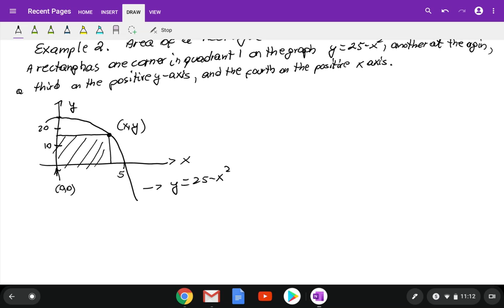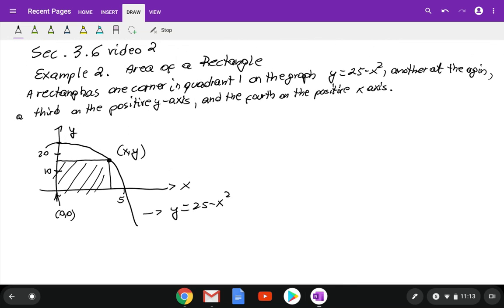So going back to this example, the rectangle has one corner in quadrant 1 on the graph. So they're talking about this point right here, y equals 25 minus x squared. Another at the origin right here. A third one on the positive y-axis right here. And the fourth one on the positive x-axis right here. Okay, so we have a rectangle.